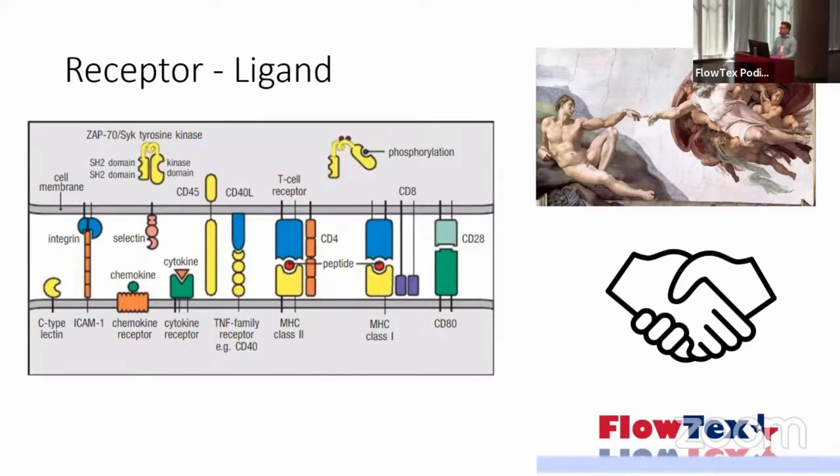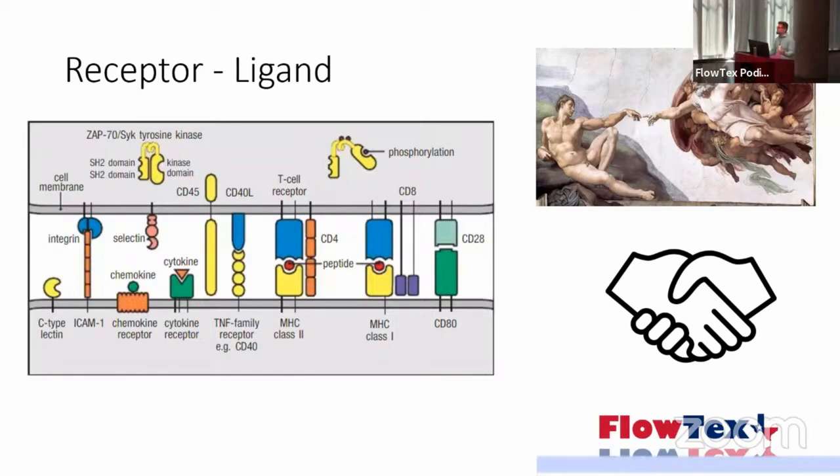And so cells of your immune system will have various receptors and ligands. Once those receptors and ligands engage with each other, signals are sent inside the cell and that cell will proliferate, differentiate. Maybe it just secretes something, who knows? And so I like to think of this as the handshake.